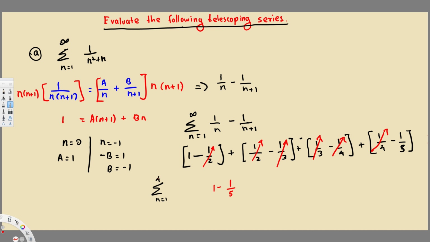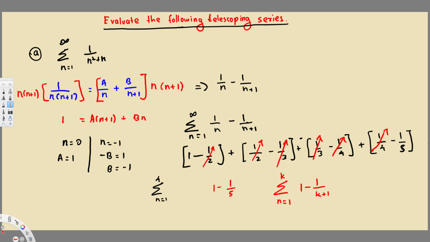So it seems like whatever value we choose, if it's until 4, it's going to be 4 plus 1. If it's until 5, it's going to be 5 plus 1. So if n is going from 1 to k, this value is going to be 1 minus 1 over k plus 1. So that's going to be the pattern, right?